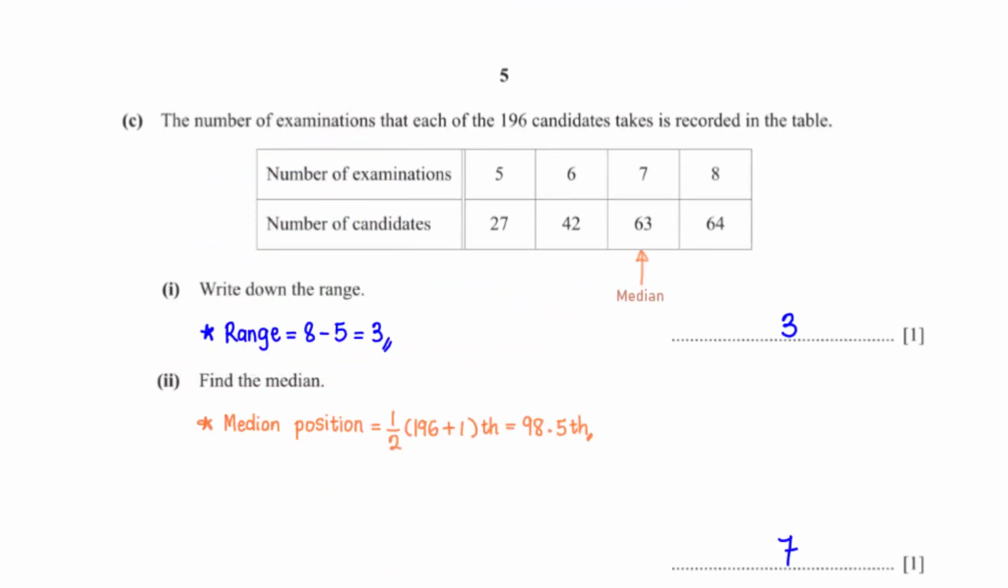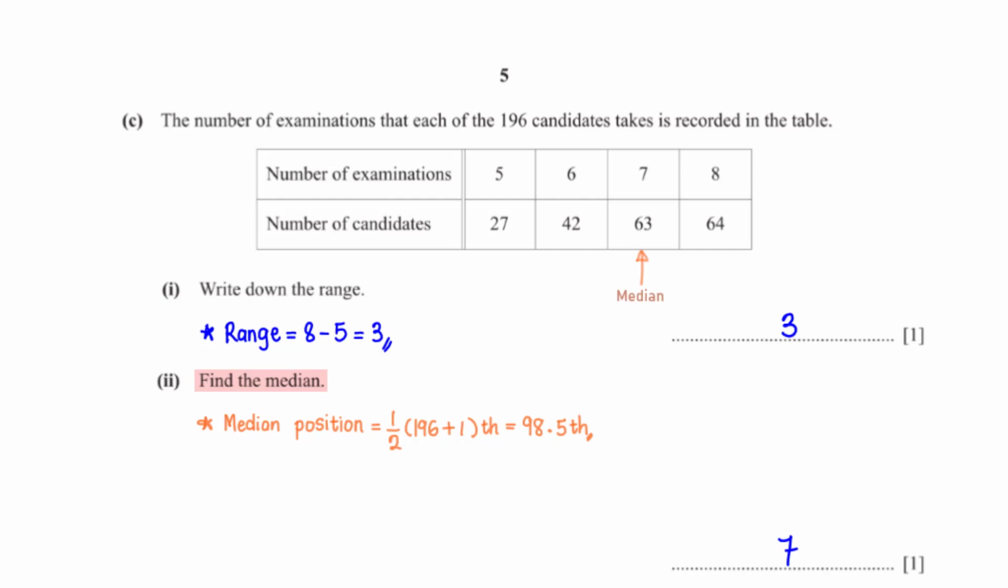The number of examinations that each of the 196 candidates takes is recorded in the table. Write down the range. To get the range, we subtract the lowest number of examinations, which is 5, from the highest number of examinations, which is 8. This gives us 3.